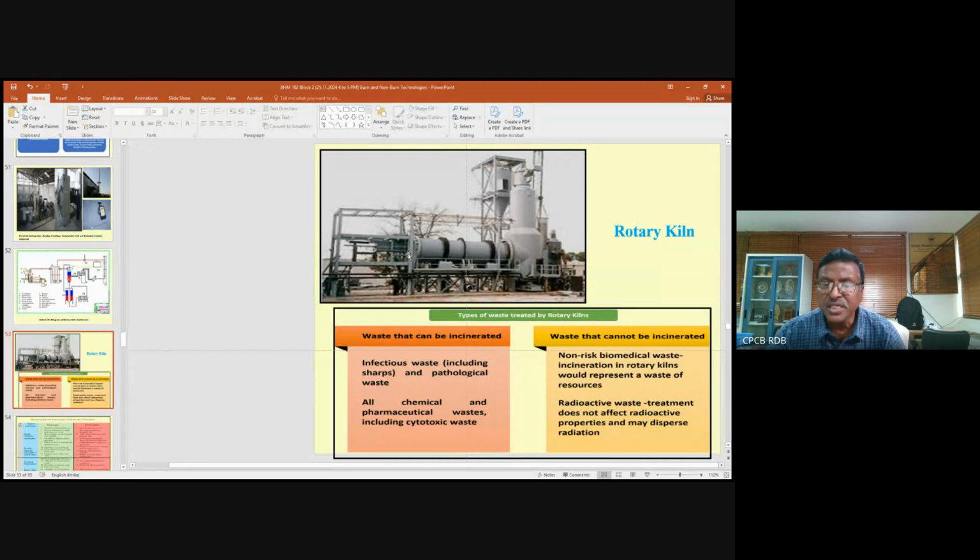Here, in place of the primary chamber, it is called the rotary. Therefore, the rotary kiln is always allowed for treatment of high categories of waste and high quantities of waste. You cannot use this rotary kiln.